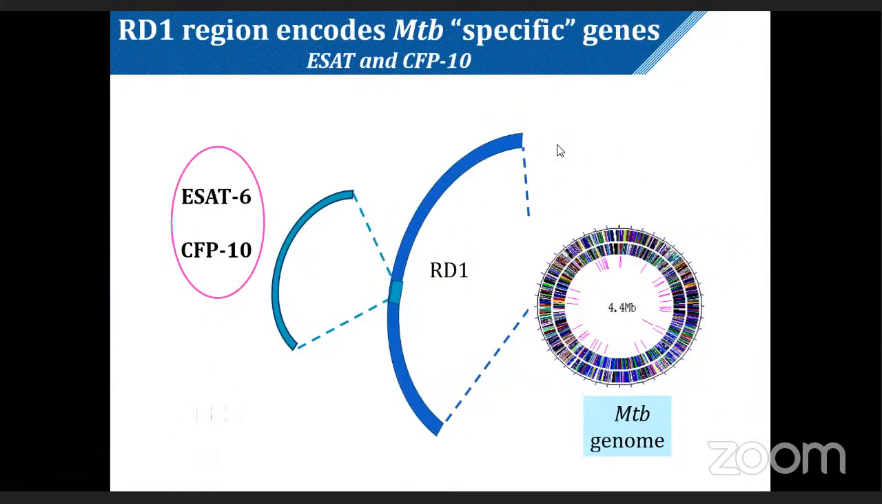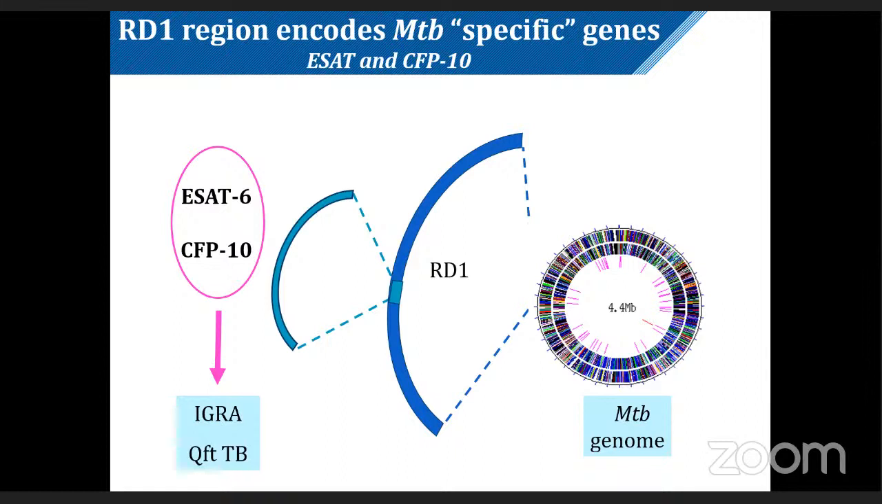So therefore, a few years ago, we thought, okay, let's look at TB. In tuberculosis at that time, I think it was about 19 years ago, they identified the RD1 region. And the RD1 is specific for MTB, for pathogenic strains of MTB. It does not occur in BCG, which is a vaccine strain used against Mycobacterium tuberculosis infection. And it includes two proteins called ESAT-6 and CFP10.